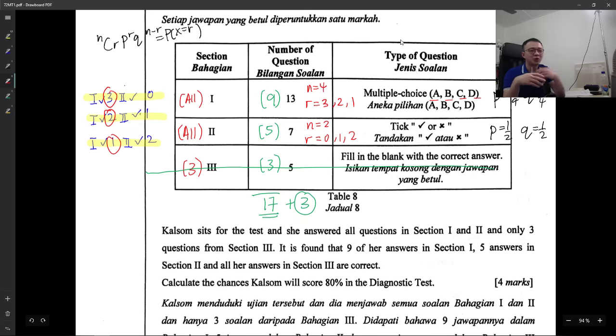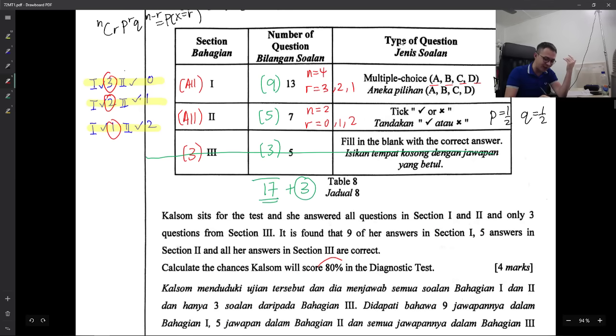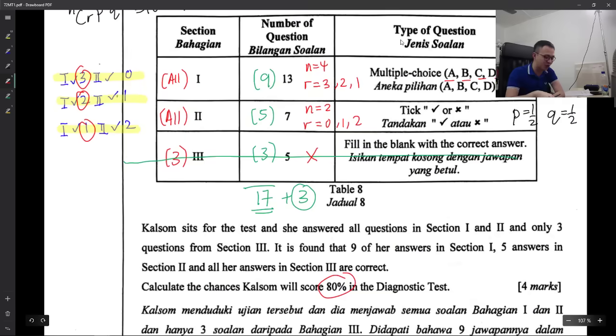But then you don't care how many questions are left because the question already tells you you want to get 80%, right? So in order to get the 80%, she needs to correct 20 questions. She already corrected 17 questions. She just needs 3 questions. The 3 questions is not possible for the third part, because in the third part she already said she answered 3 questions and she got all of them correct. You imagine, is it possible you answer 3 questions but then you got 4 questions correct? It's not possible, right? So therefore, the third part I will just eliminate. So I will find out all the chances for part 1 and part 2.